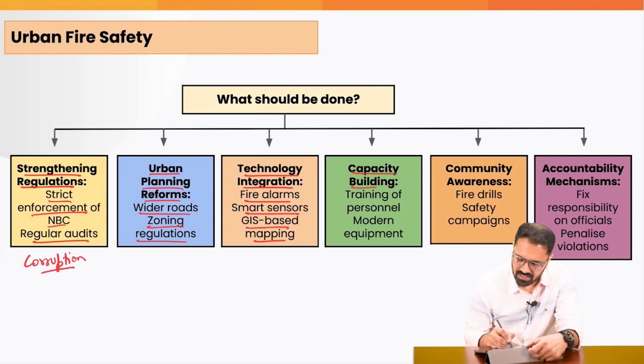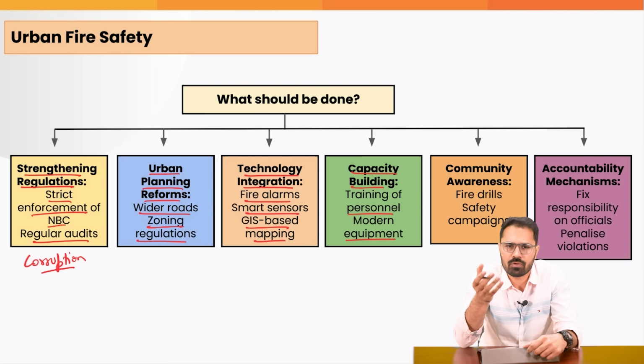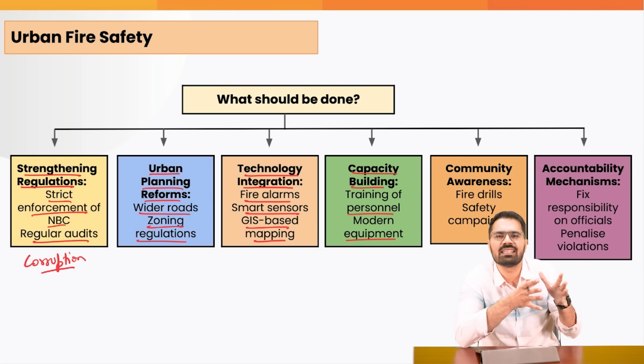Then you have capacity building in the form of training of personnel and modern equipment. We have already seen how lack of modern equipment leads to these issues. And why do we need better training of personnel? See, there were also incidents where the fire safety personnel were not having proper dresses, or you can say adequate uniforms to tackle the issue. Although they had basic uniforms, they need to be trained up to the highest class.